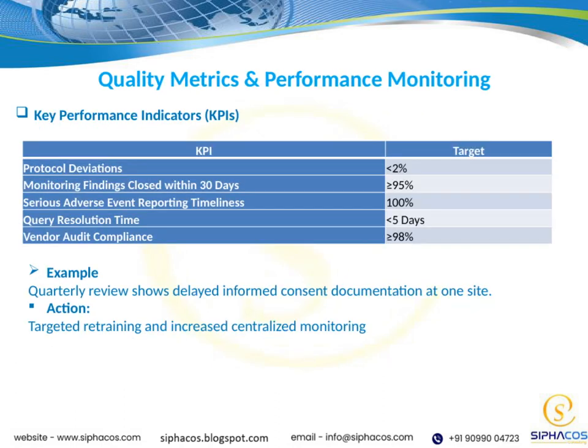Here's an example of how we spot issues and respond quickly. In a recent quarterly review, one site showed delays in documenting informed consent. To address this, we launched targeted retraining and stepped up centralized monitoring. We track key performance indicators closely, like keeping protocol deviations under 2%, closing monitoring findings within 30 days, and resolving queries in less than 5 days. These metrics keep us on track and ensure quality stays high across the board.